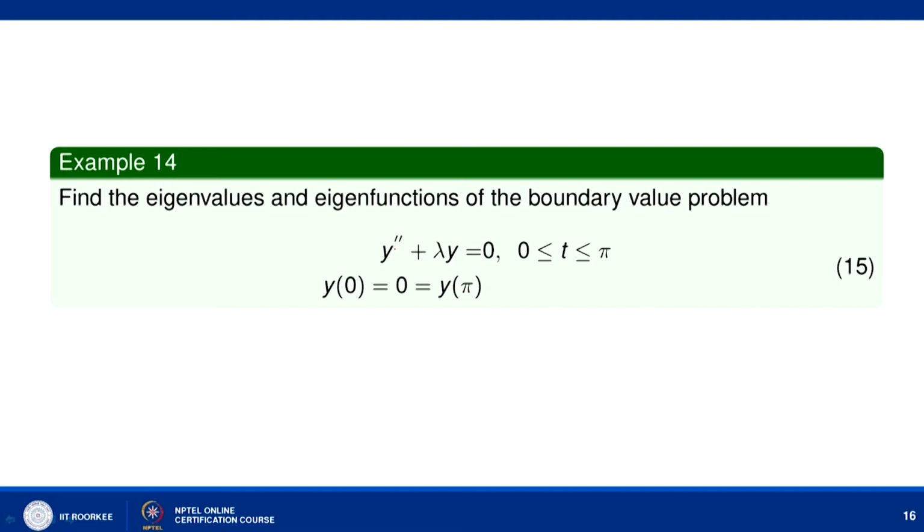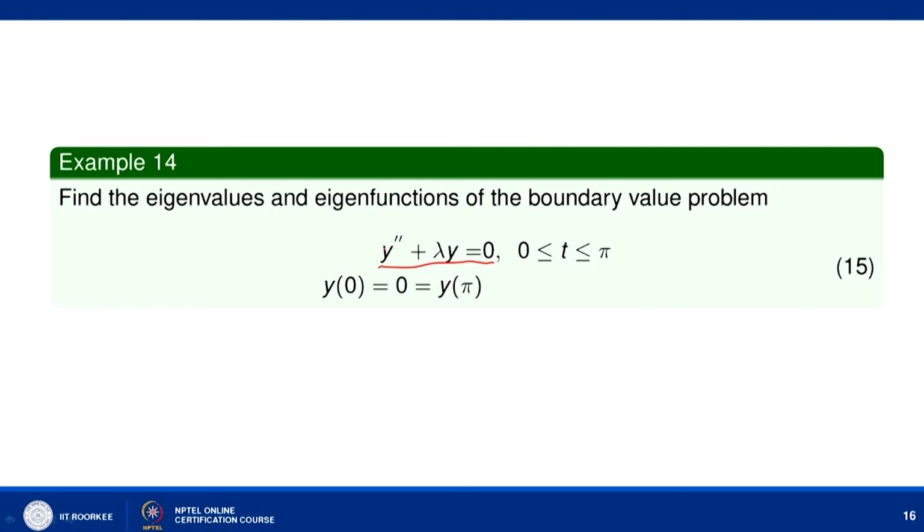So if you look at y'' + λy = 0, first let us see that this equation is given in self-adjoint form. Here the coefficient of y'' is 1 and the coefficient of y' is simply 0. So we can say that this equation is given in self-adjoint form. Now we have a boundary condition: y(0) = 0 and y(π) = 0. So these boundary conditions are separated boundary conditions.